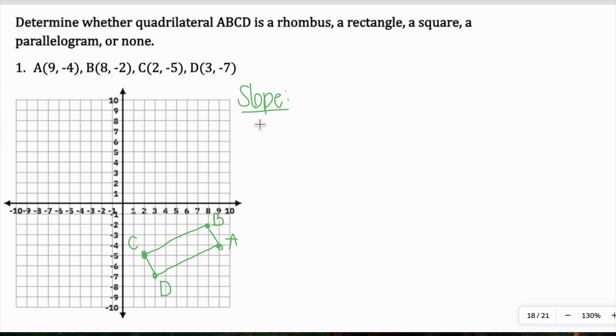So I'm going to think about CD and BA, those are 2 opposite sides, and then BC and AD are also opposite sides. So from C to D, I'm going down 2 over 1, so that's -2 over 1, which is just -2, and then B to A, I'm going down 2 over 1, or -2. So right now these have the same slope. So what I can say right now is that BA and CD are parallel.